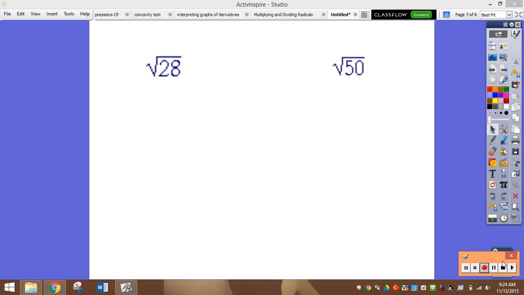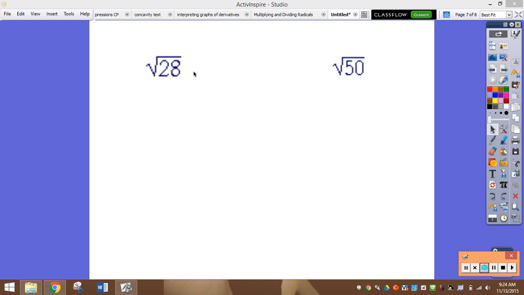And so what I mean by that is the perfect squares are the numbers that you get by squaring another number. So if you square 1, 1 squared, you get 1, so 1 is a perfect square. If you square 2, 2 squared gives you 4, so 4 is a perfect square. And so the first few perfect squares are 1, 4, 9, 16, 25, 36, and so on.